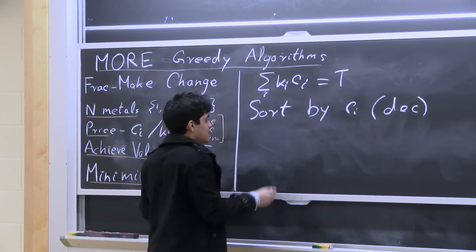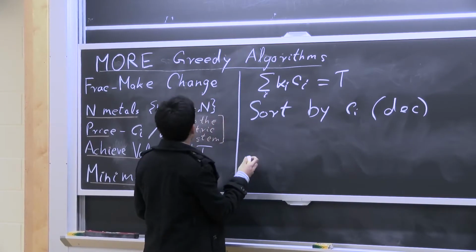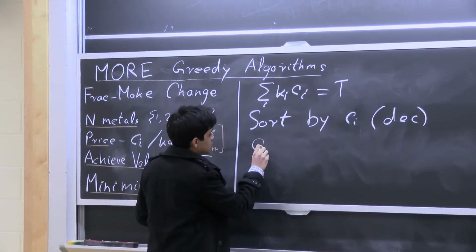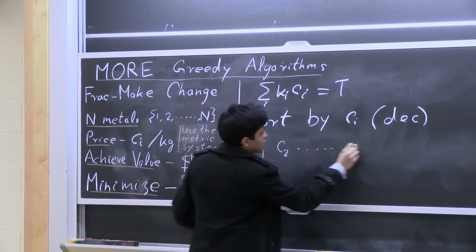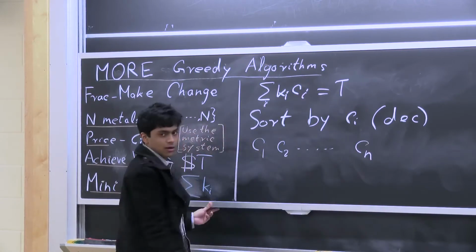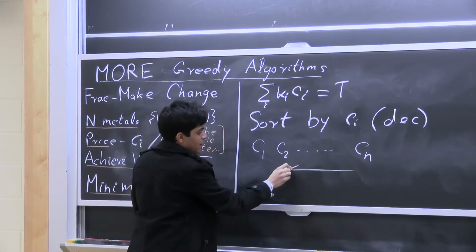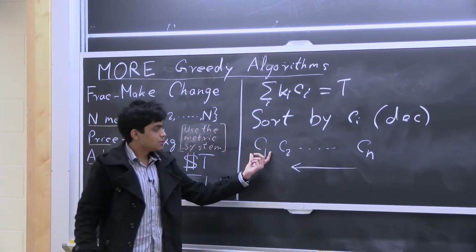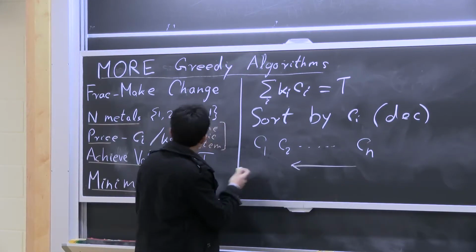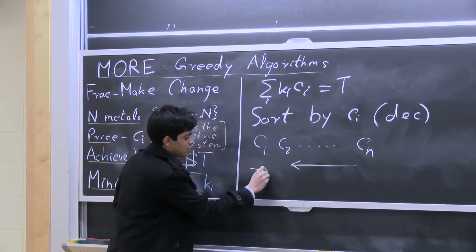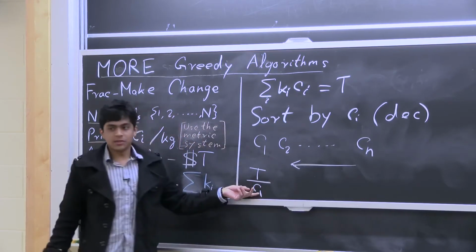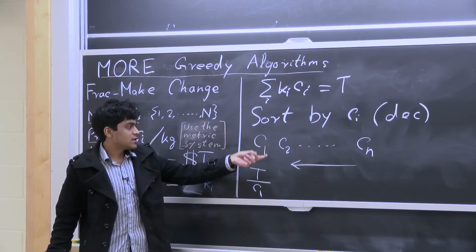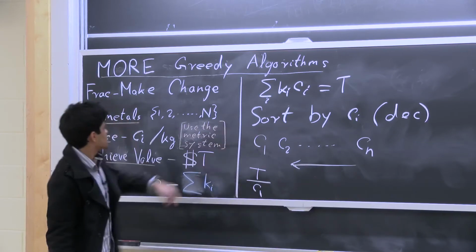Once you sort by Ci, let's say your costs are C1, C2, up to Cn, in sorted order, so it's decreasing this way. Now you take your value T, and you look at T over C1. That is the amount of weight you would need to generate T. So you look at how much you have of the metal.